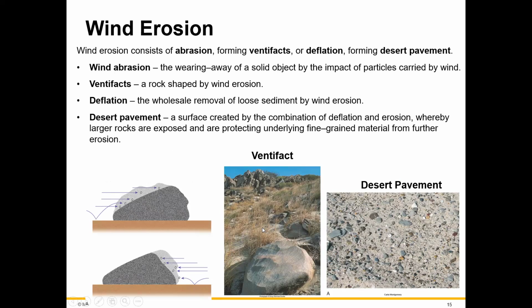Wind erosion consists of abrasion, forms of ventifacts, deflation, and desert pavement. In wind abrasion, wind picks up little sand pieces and throws those at whatever it's eroding, and bit by bit tears at it. Rocks that have been oddly shaped from wind abrasion we call ventifacts. And where it's picking up the sand grains from, that's deflation.